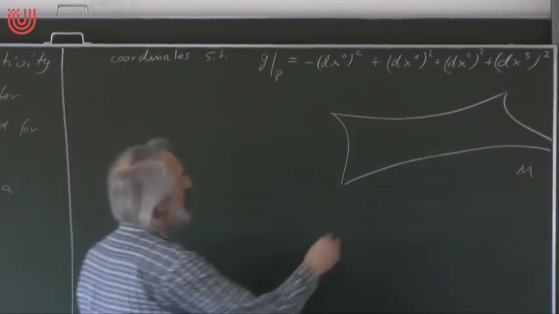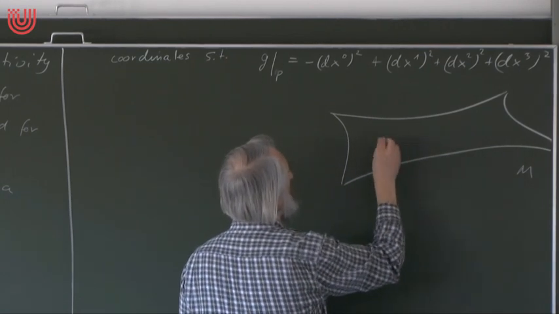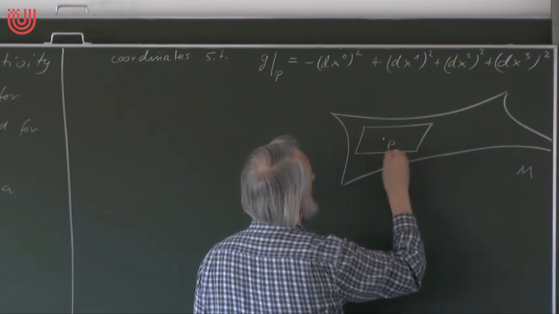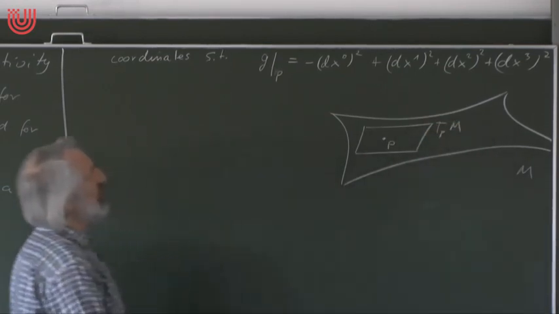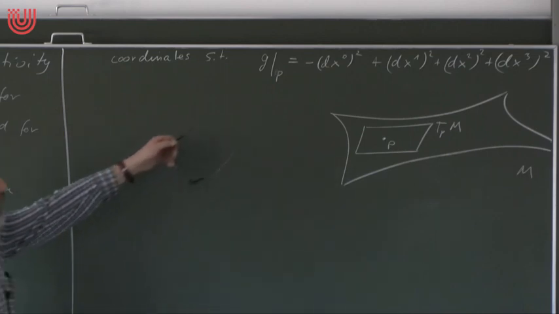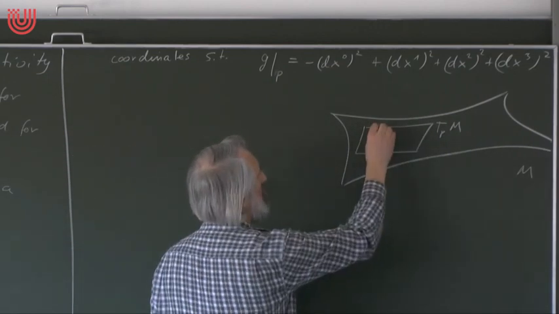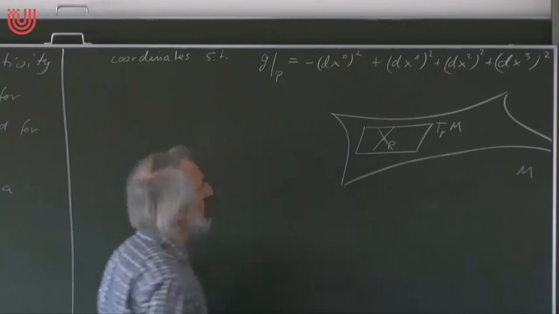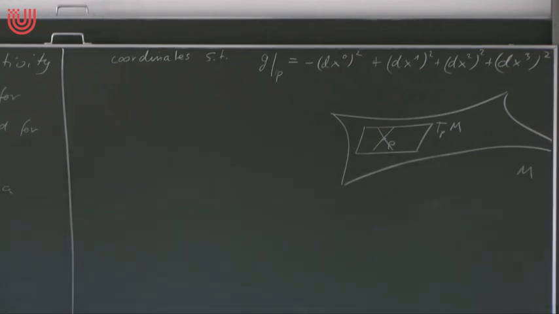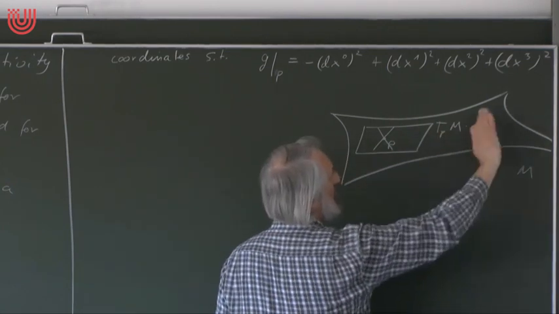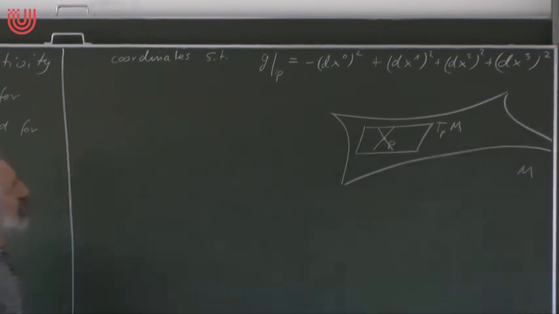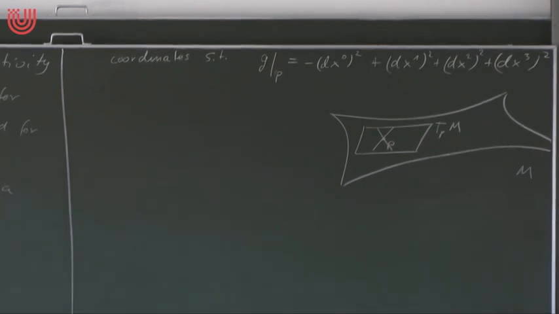And at each point, we have the tangent space. So here's a point P, and we can consider the tangent space. This is usually denoted TPM. And on the tangent space, we have this geometry. So we have the light cone here and everything else, which you know from special relativity. But you have this for each point. And at other points, the light cone will be situated in a different way, so that all these light cones do not fit together as they do in special relativity.